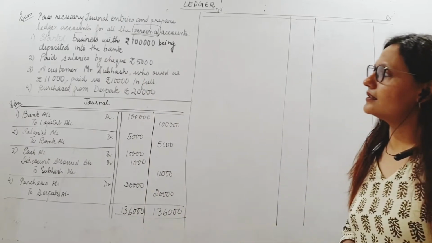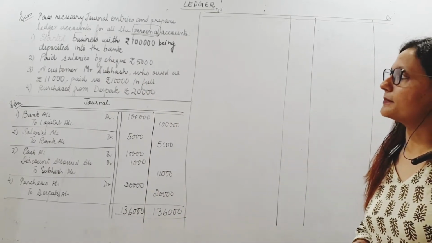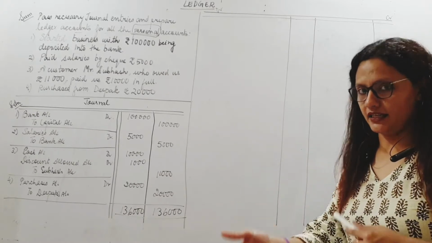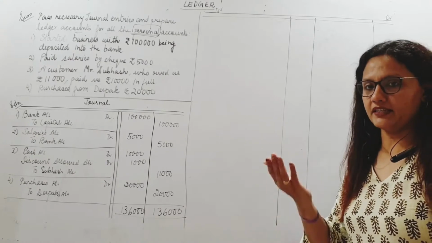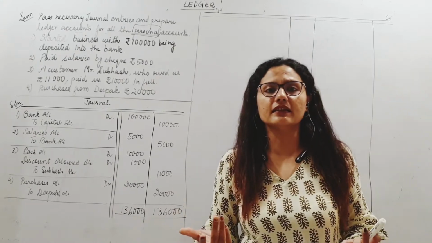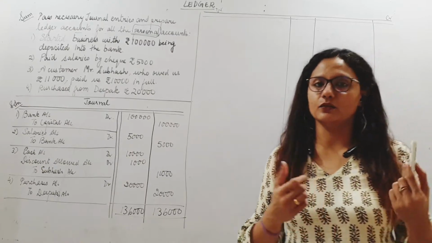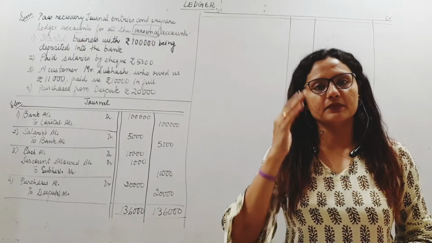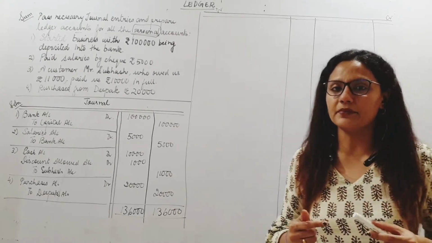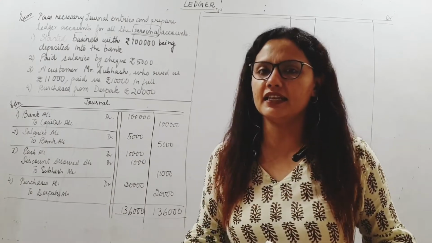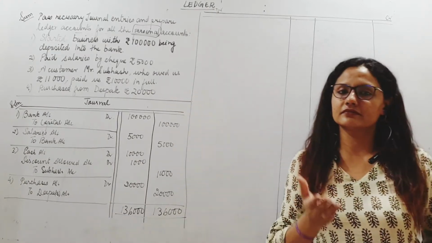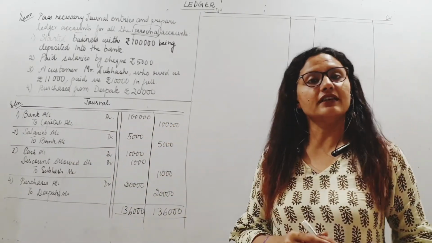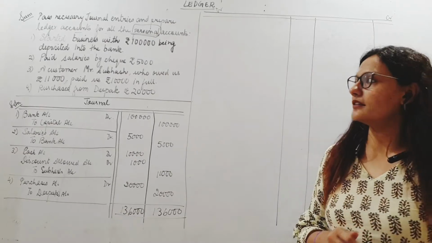First entry, started business with 1 lakh being deposited into bank. Fine. So money is going into bank, asset increasing. So bank account, debit. And who is bringing in the money? The proprietor, which is his capital account, right? So whenever he is bringing in money into business, we credit the capital account because capital is a liability. So increase in capital, credit. So bank account debit to capital account 1 lakh, your first entry for being the business starter.